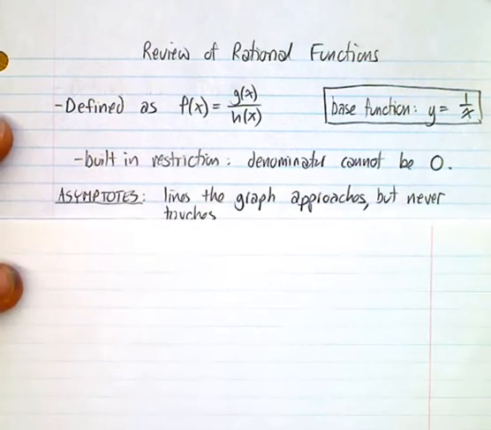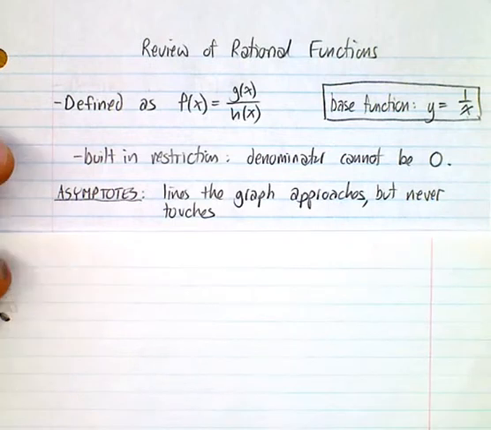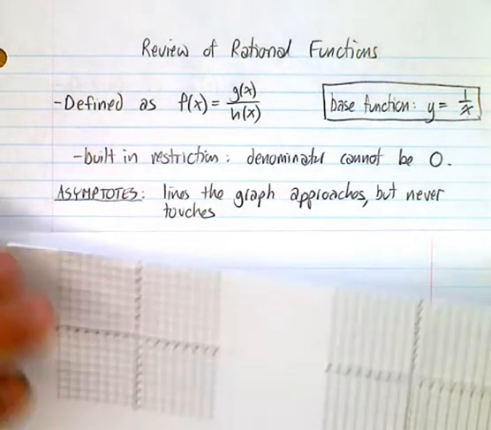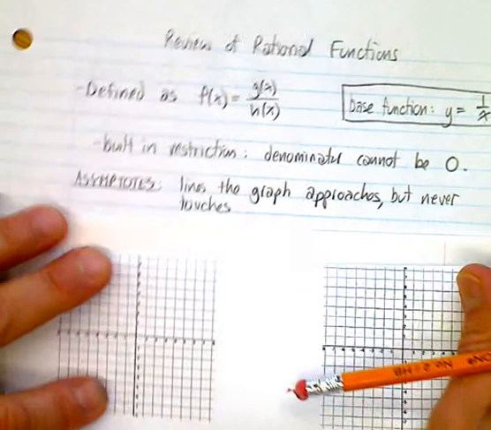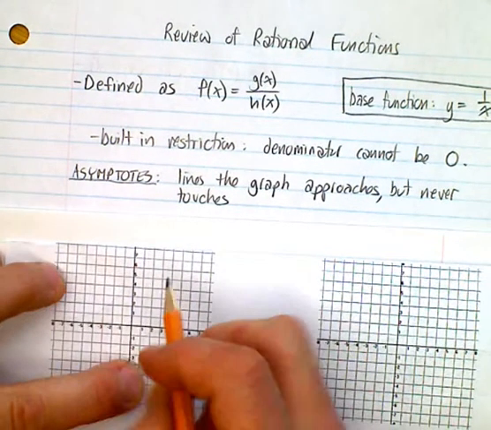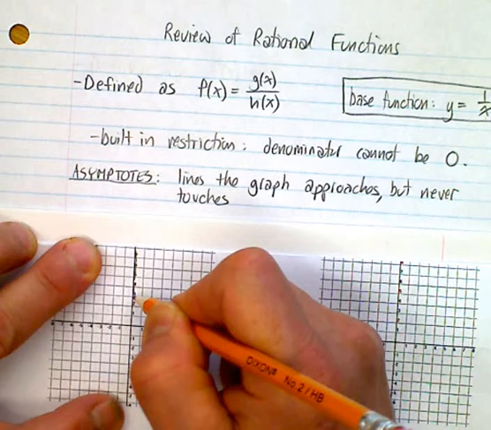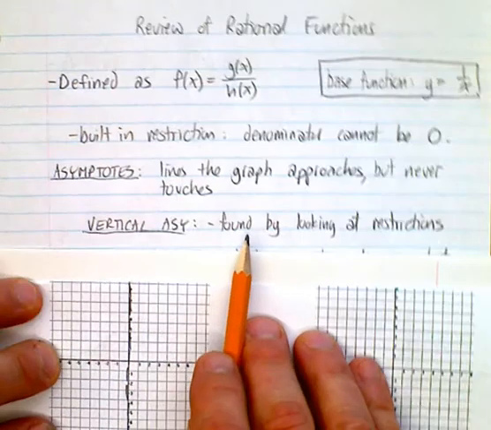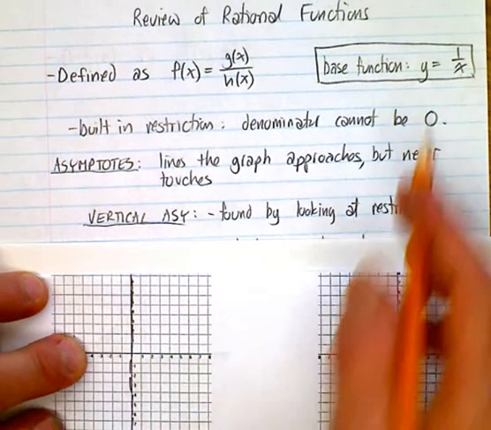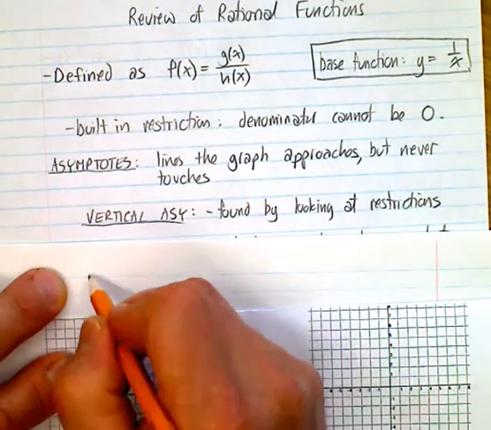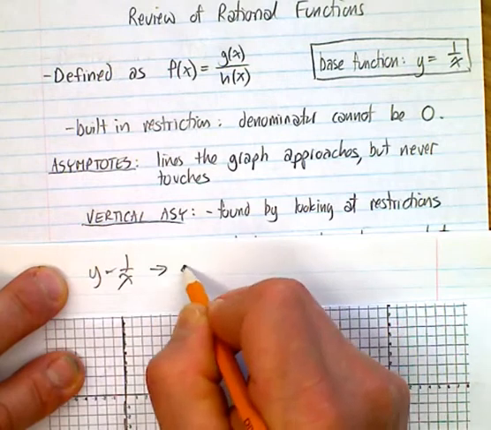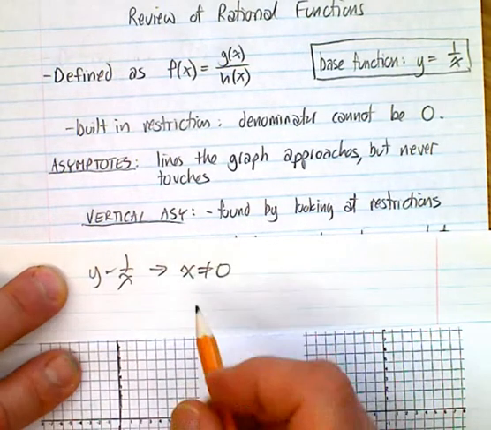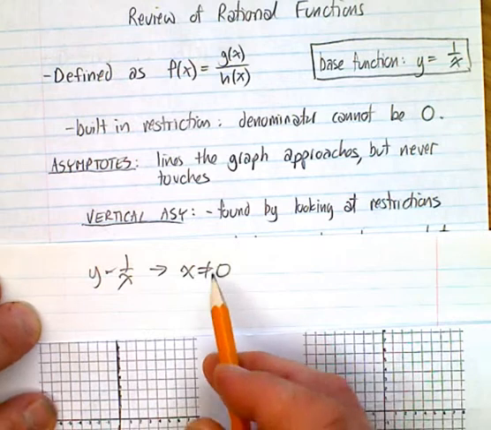So asymptotes are the first thing that we're going to look at. Now, an asymptote is a graph that your line approaches but never actually touches, okay? Now, hopefully you remember looking at 1 over x, and 1 over x has a vertical asymptote here at 0, right? Because that's how we find our vertical asymptote. It's found by simply looking at the restrictions. If you have 1 over x, it says that x can't be 0. So your vertical asymptote is x equals 0, all right?